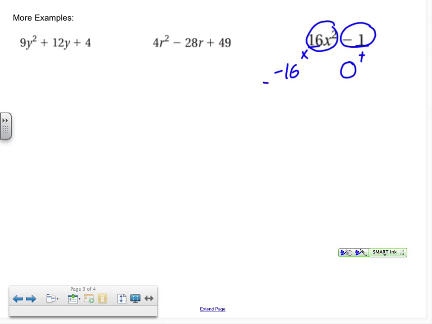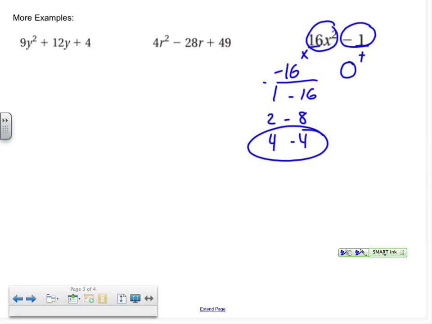We can make our list: 1 and negative 16, that adds to negative 15, too big. 2 and negative 8, that adds to negative 6. 4 and negative 4, that adds to 0. So our numbers are 4 and negative 4. Now notice, they're the same number, just opposite. That should make sense. How do you add to get 0? You add to get 0 with the same numbers that are opposite.